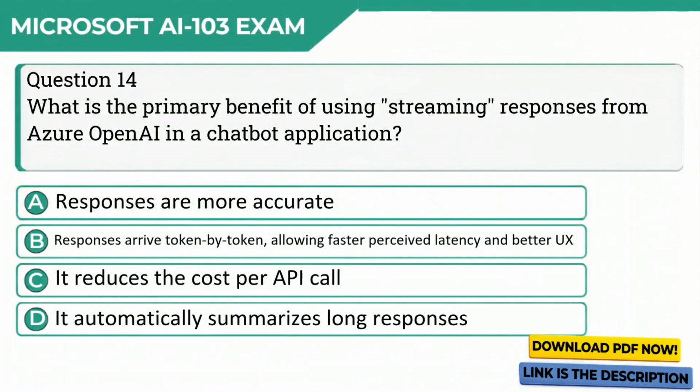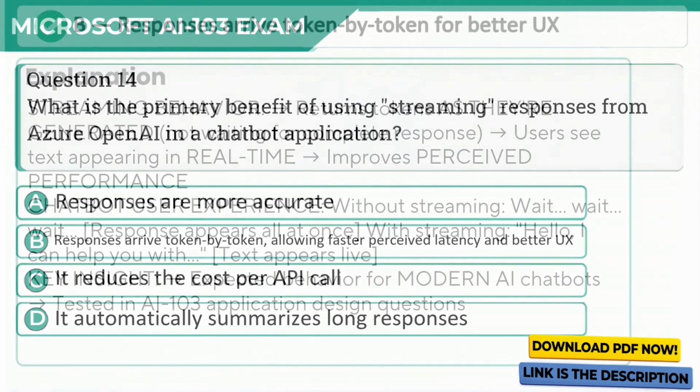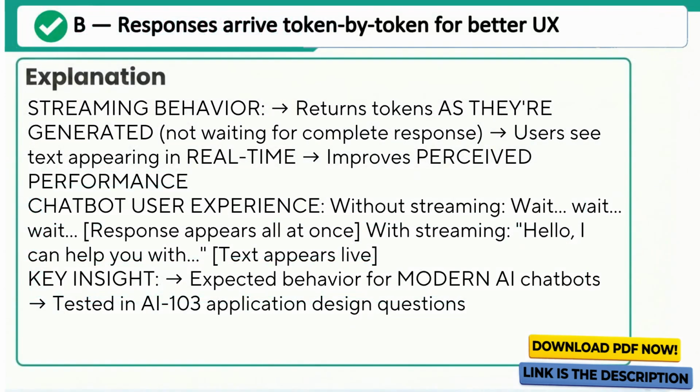Question 14. What is the primary benefit of using streaming responses from Azure OpenAI in a chatbot application? A. Responses are more accurate. B. Responses arrive token by token, allowing faster perceived latency and better UX. C. It reduces the cost per API call. D. It automatically summarizes long responses. Correct answer B. Responses arrive token by token for better UX.